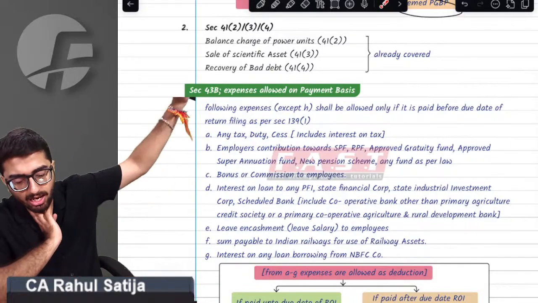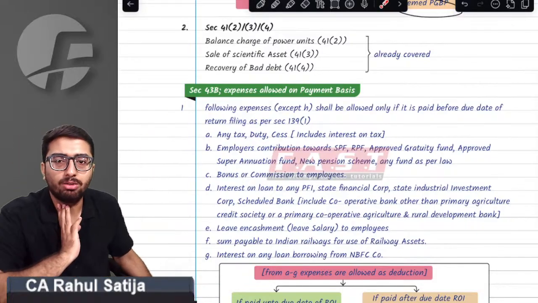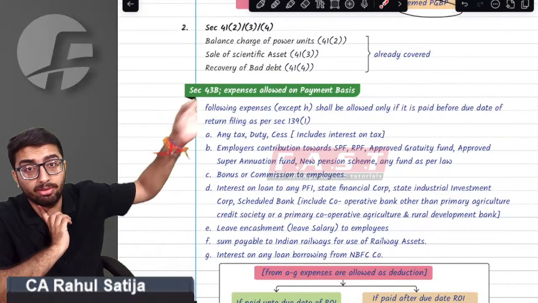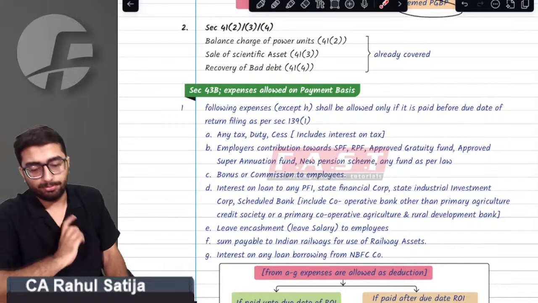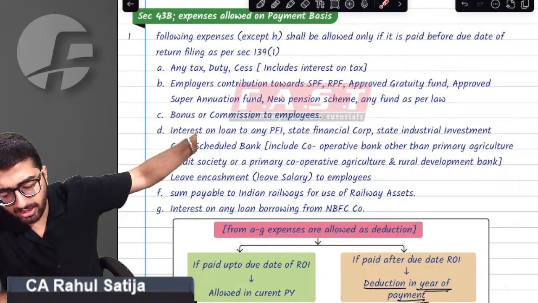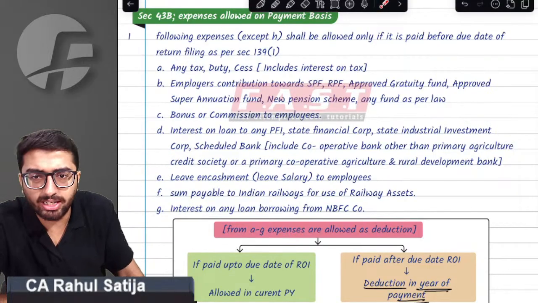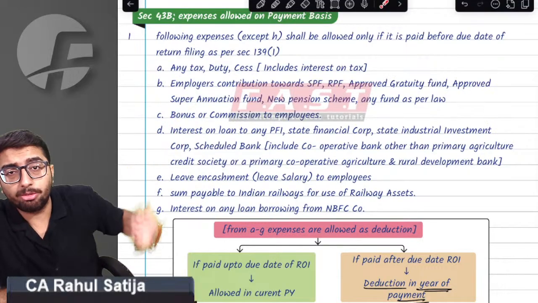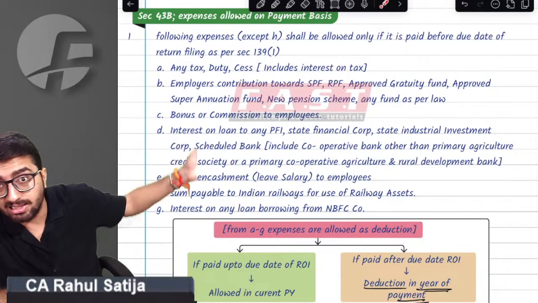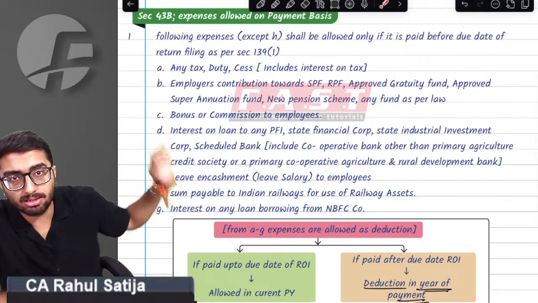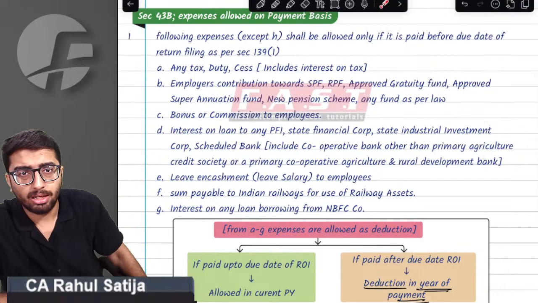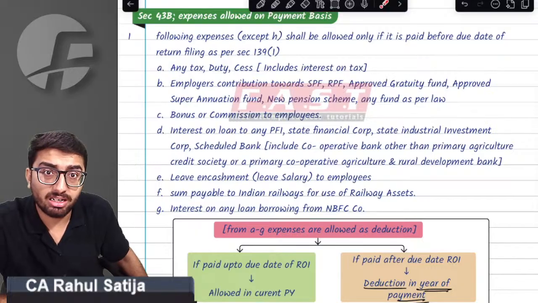So what are those? There are 7 to 8 odd categories of expenditure listed in this section. You have to consider each of them individually. First of all, any tax, any duty, any cess, or any kind of interest on any kind of tax shall be disallowed if it is not paid up to the due date of ROI. For example, what kind of taxes are covered? For example, GST, property tax, municipal taxes. Any taxes means any taxes.